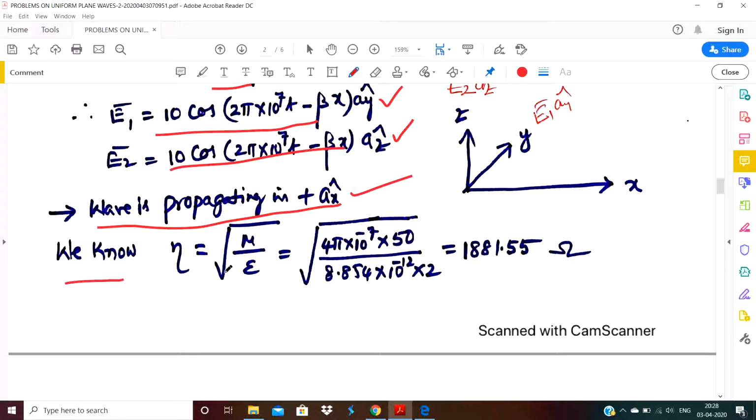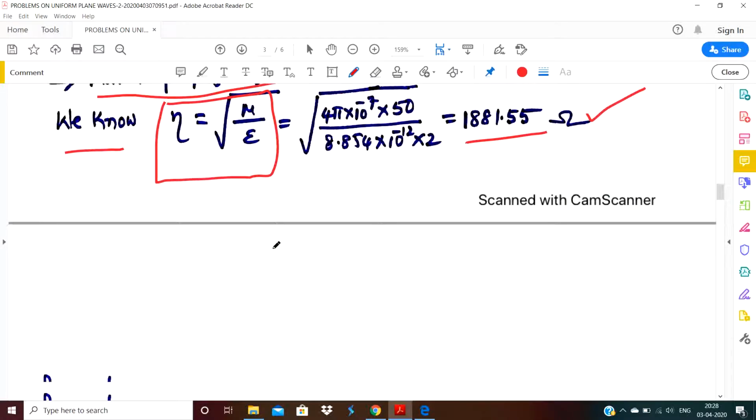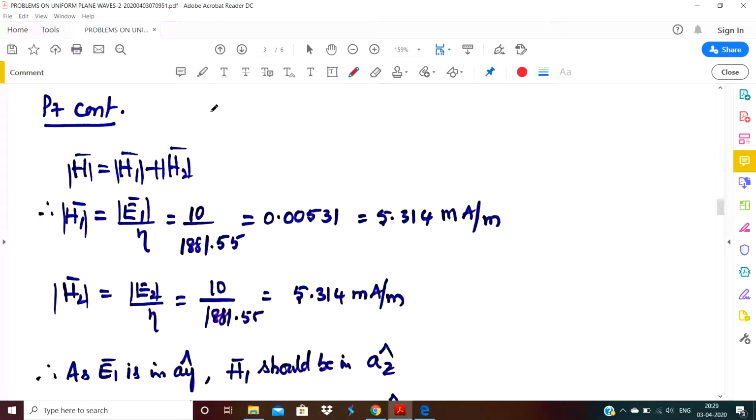Now we have to calculate the value of intrinsic impedance eta, because to calculate the magnetic field intensity, the ratio E by H equals eta is there. So eta equals square root of mu by epsilon. By substituting the values, the intrinsic impedance value is 1881.55 ohms. So we now have the electric fields E1 and E2 and eta, from which we can calculate the magnetic field intensity. Before that, similar to our electric field, the magnetic field can also be resolved into two components, H1 bar and H2 bar.